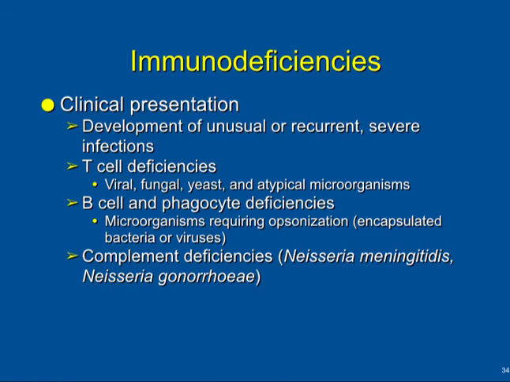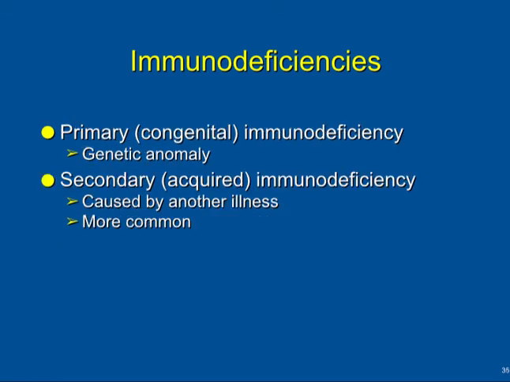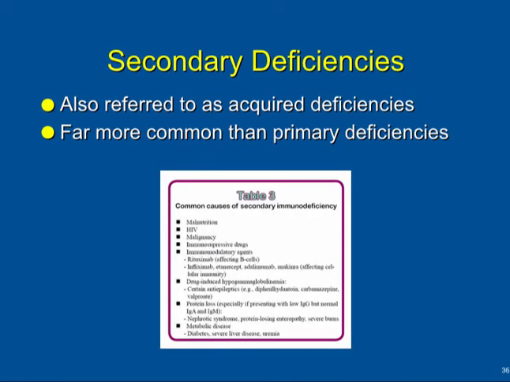Complement deficiencies, sometimes you'll see with meningitis or systemic gonorrhea. So those are things that you will see with that, and it's obviously a more severe infection. Primary, like I already mentioned, is a congenital or genetic anomaly. Secondary is usually caused by another illness, which is definitely more common than a primary. So when you think about this, you want to think of other secondary causes of immunodeficiency, because like I mentioned, this is far more common than those primary deficiencies.